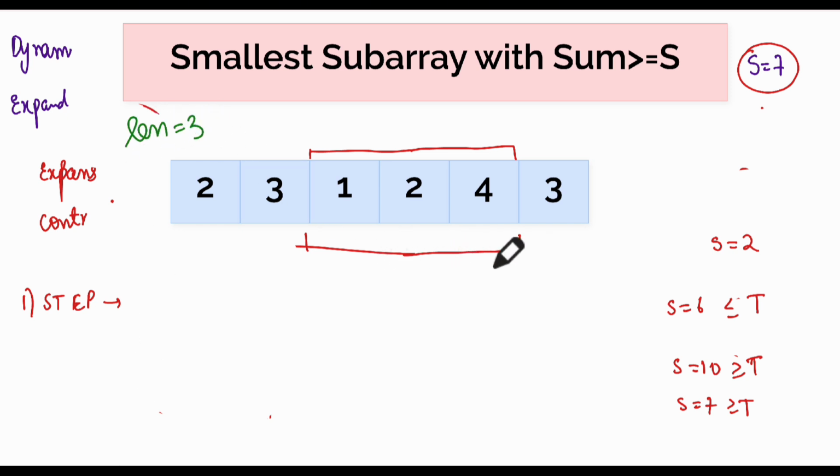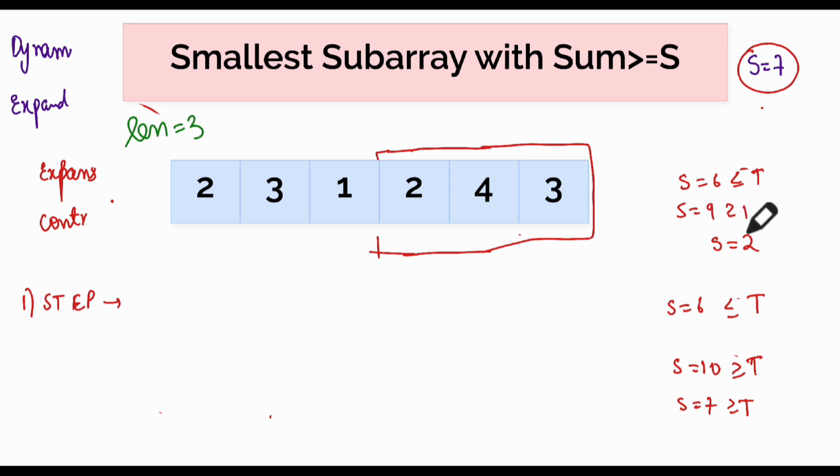Now I have to see, even if I contract it further, do I see any improvement? No, because once I contract, my sum becomes equal to 6, which is less than the target. Now this is not acceptable. So I will increase the window size. 4 plus 3 is 7, plus 2 is 9. Now the sum becomes equal to 9, which is greater than or equal to the target. But again, the length is 3 only, so it is not improving my result. So I will not take that.